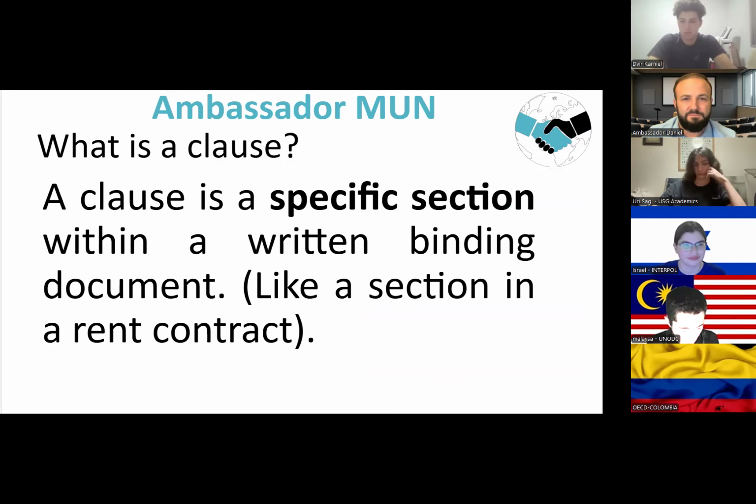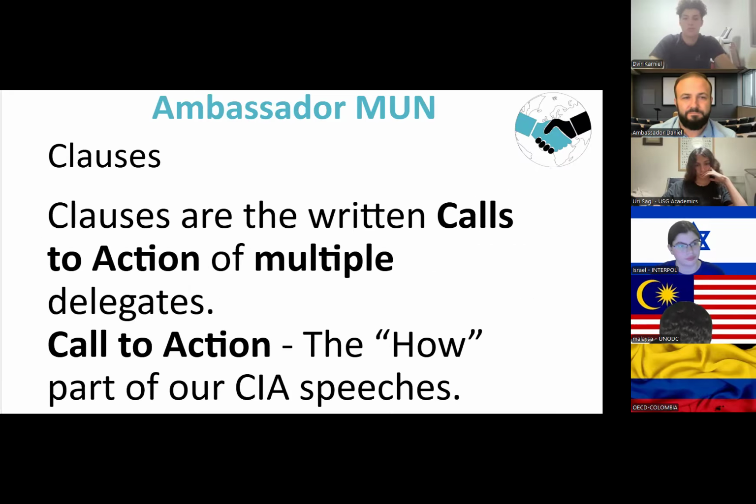What is a clause? A clause is a specific section within a written binding document, like a section in a rent contract. Okay, so a clause details one part of the resolution, one idea. Please keep going. Clauses are the written calls to action of multiple delegates. Call to action, the how part of our CIA speeches.